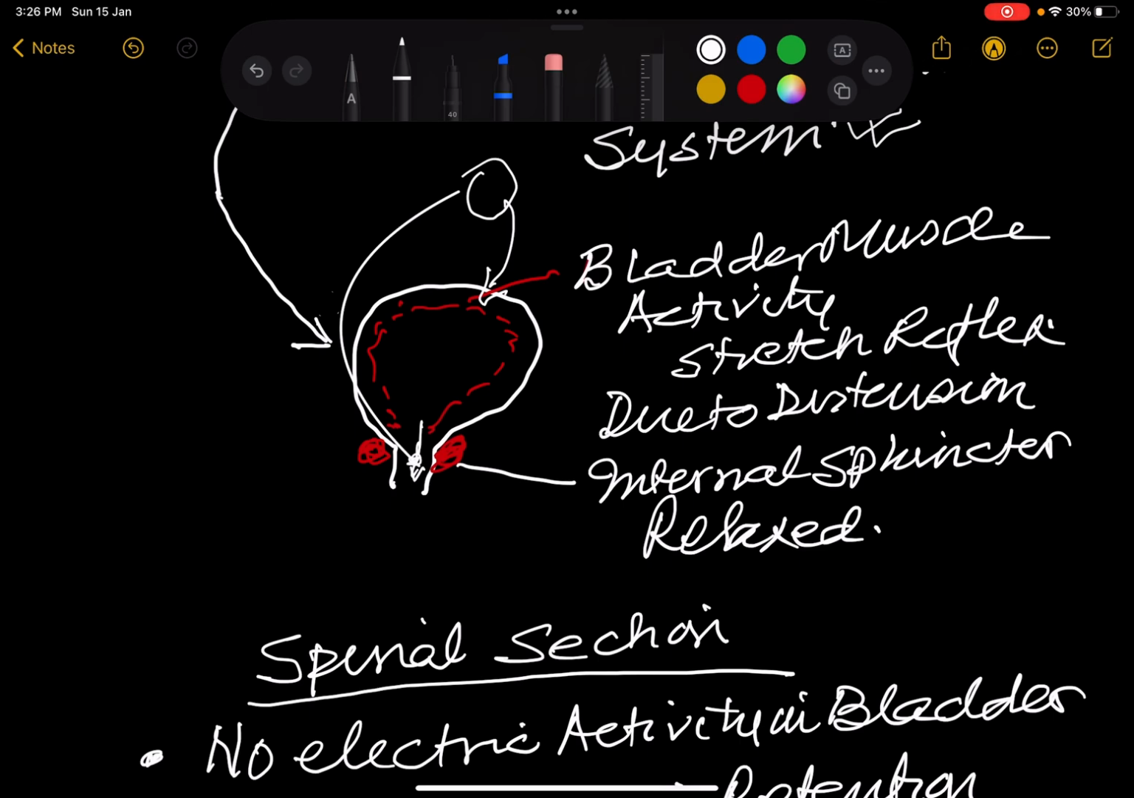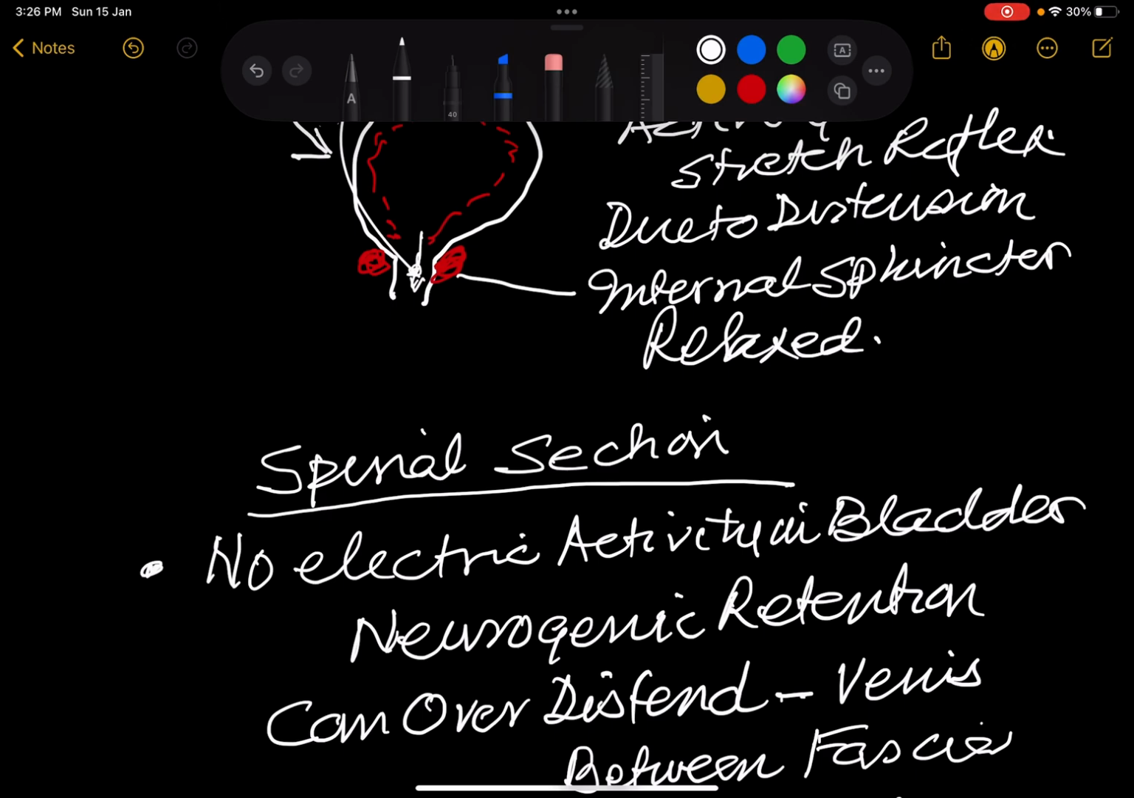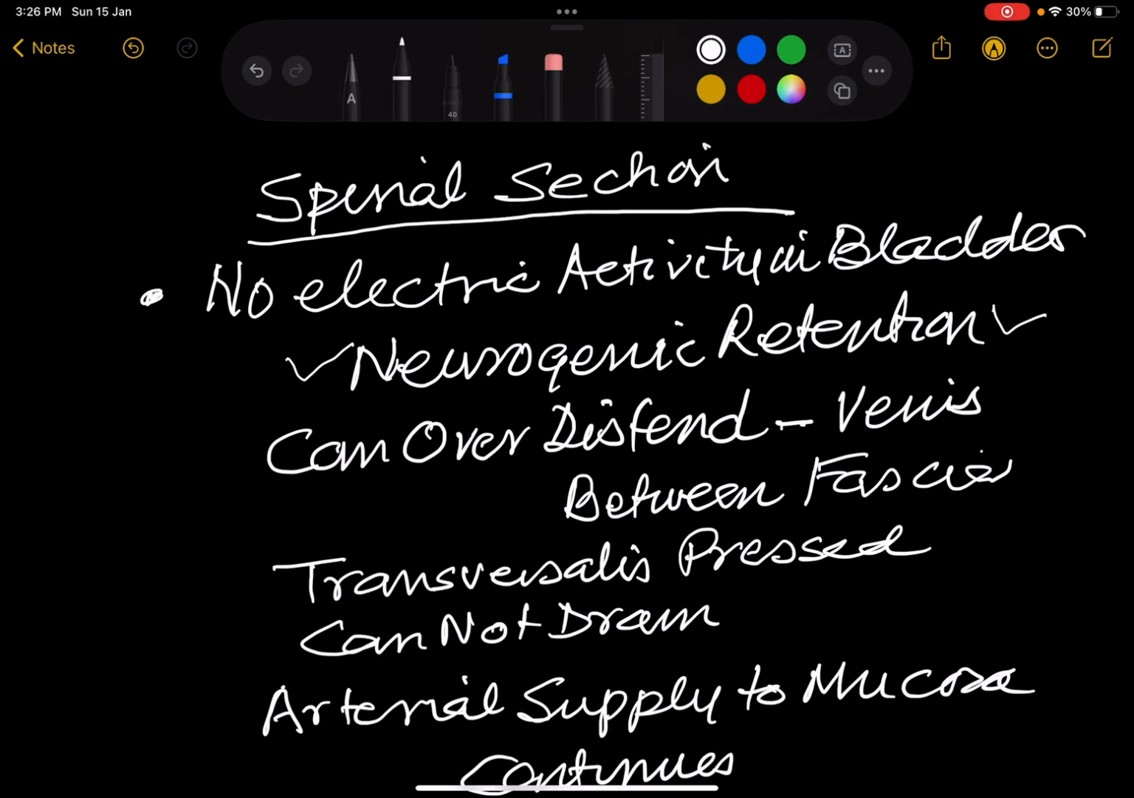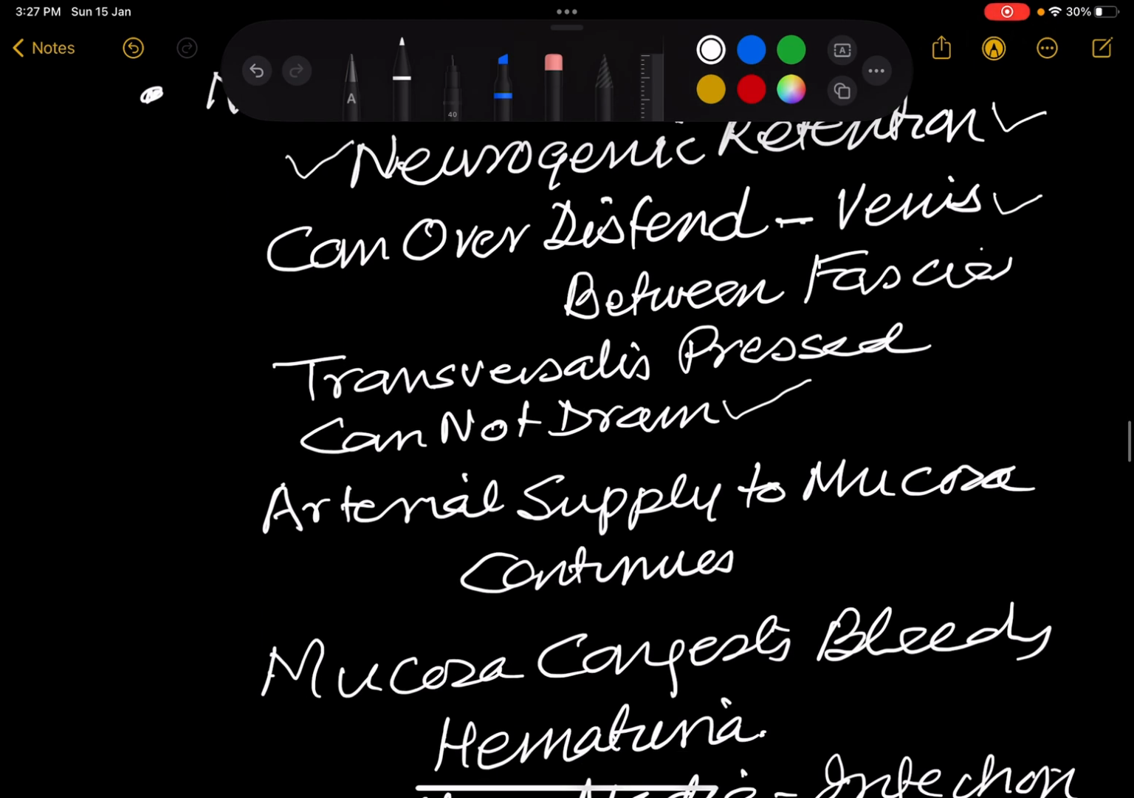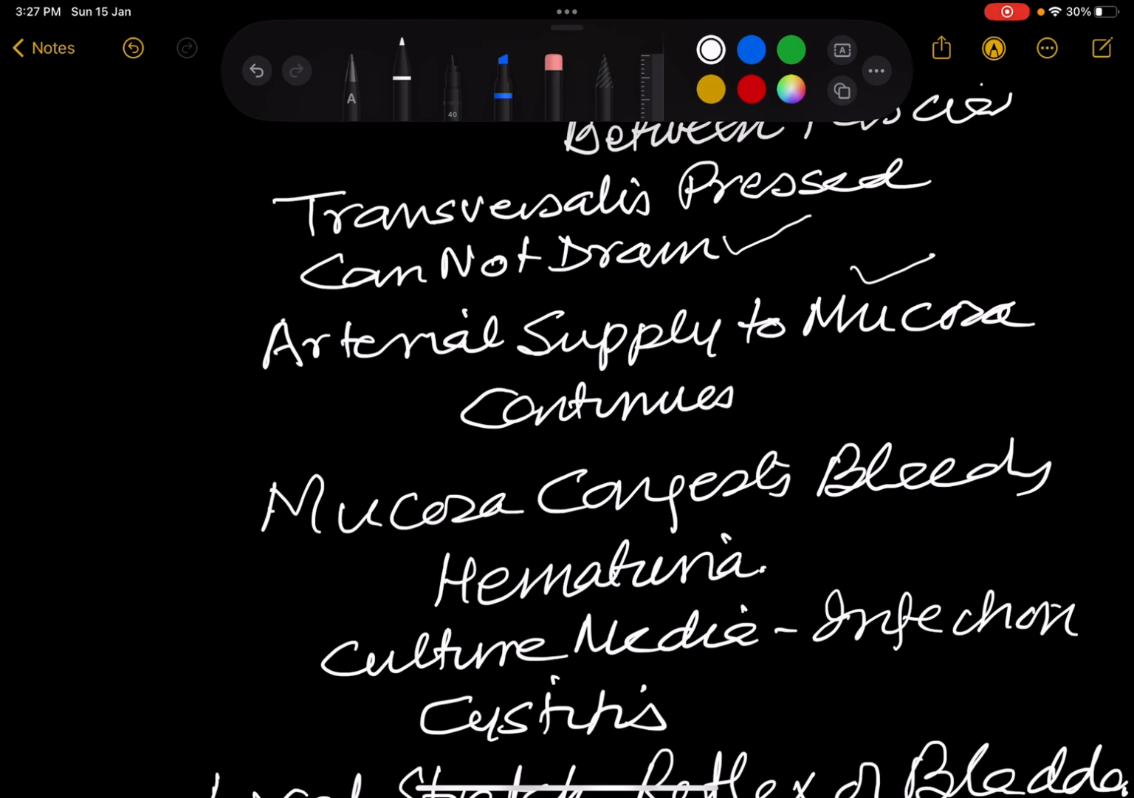But supposing there is a spinal section, so everything below the reticular activating system stops. There is no electrical activity in the bladder. This is called neurogenic retention. Now the bladder will keep on over-distending. The veins will get compressed between the fascia transversalis and the muscles, and they cannot now drain. The arteries which are crossing the muscle will keep supplying the mucosa, and as that continues, the mucosa will get congested and will bleed and lead to hematuria.